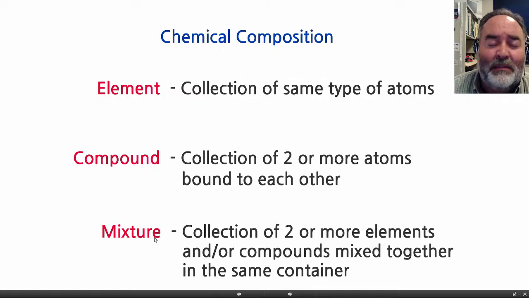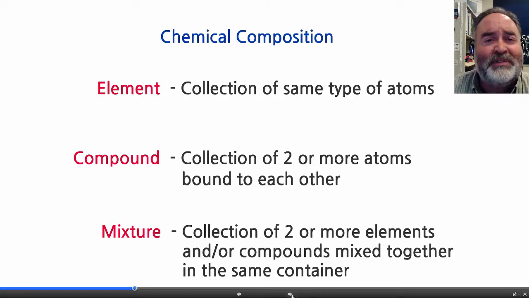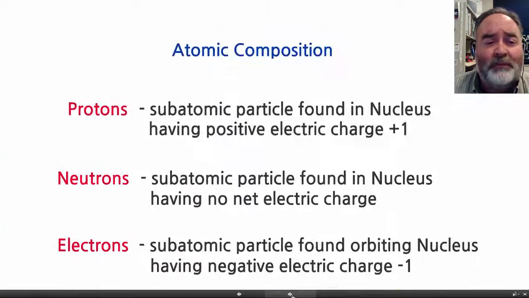If we've done several experiments with these things, usually we can find a way to separate a mixture. It's very difficult to separate a compound unless you use chemistry, and it's really difficult to separate an element unless you use high particle physics. So element, compound, mixture: not new terms, but something we want to familiarize ourselves with.